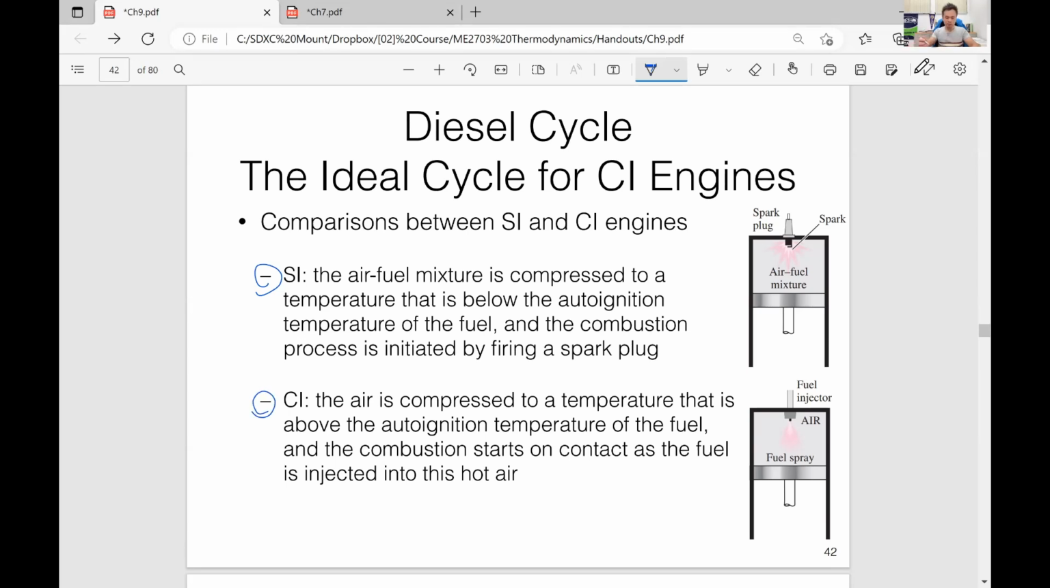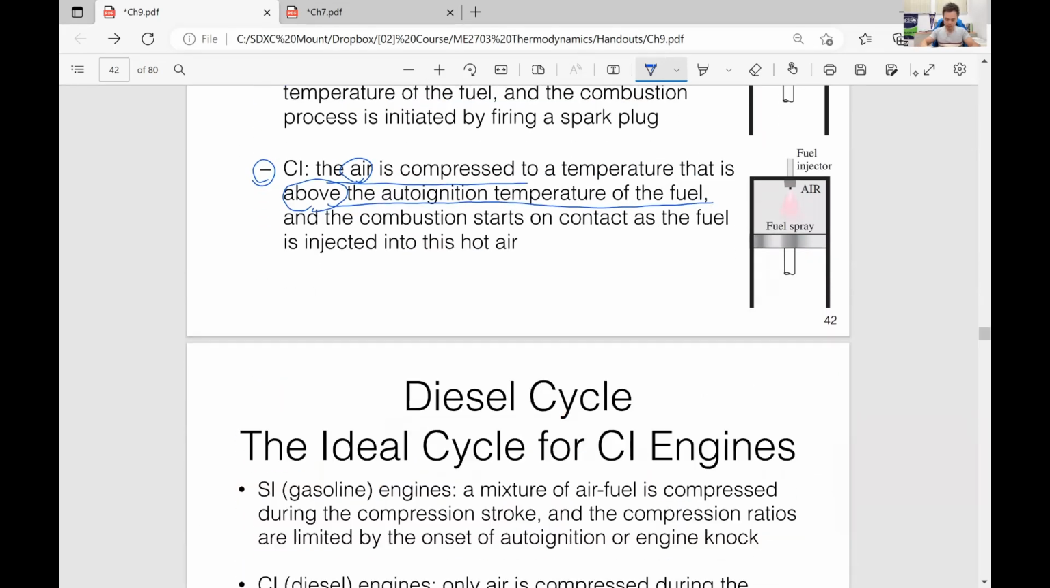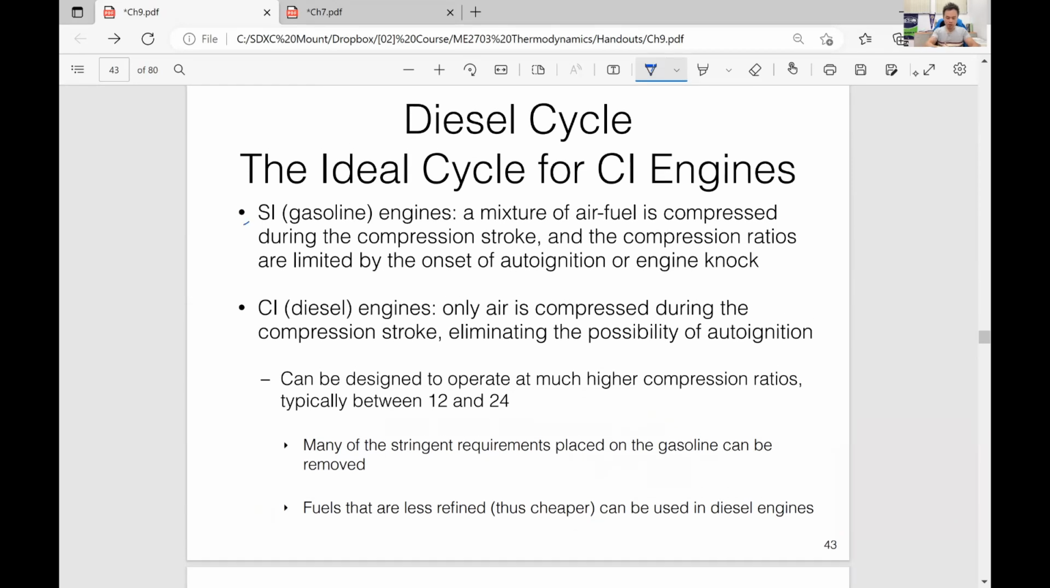But for a CI engine, the air is compressed, just the air, and this is an air-fuel mixture. So for a CI engine, the air is compressed to a temperature that is above the auto-ignition temperature of the fuel. And the combustion starts on contact as the fuel is injected into this hot air. All right. So in an SI engine, an air-fuel mixture is compressed during the compression stroke.